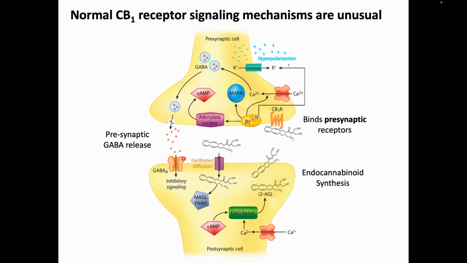It gets released from the postsynaptic neuron and traverses the synapse backwards to our normal way of thinking to bind to CB1 receptors on the presynaptic neuron. This results in effects that hyperpolarize the presynaptic neuron, making it less likely to release more non-cannabinoid neurotransmitters, and thus creating a negative feedback loop. And then finally, the endocannabinoid signal is turned off when it is uptaken by facilitated diffusion back into the postsynaptic neuron and is metabolized away.